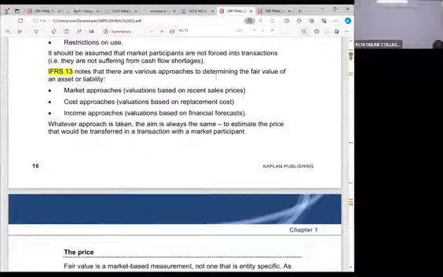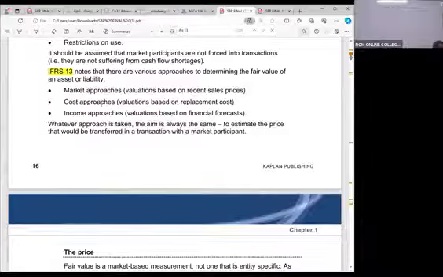IFRS 13 notes that there are various approaches to determining the fair value of an asset or liability. So we have the market approaches: valuations based on recent sales prices. So I want to sell my Toyota Fielder. I'll ask myself, is there any Fielder that has been sold? If I go to the market, I'll be able to know how much Fielders sold last week were fetching. If they're fetching $1 million, then I'm sure I'll be able to sell my Fielder at that amount. So in the books of the business, I should be able to maintain that Fielder at this particular market value.